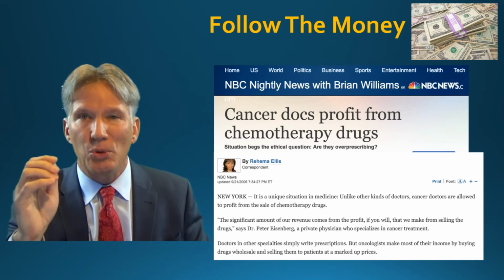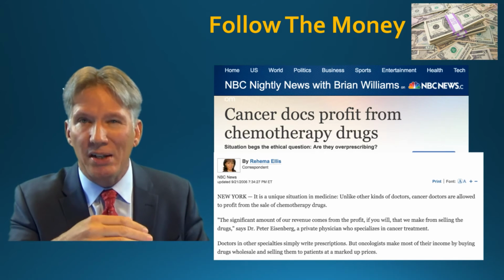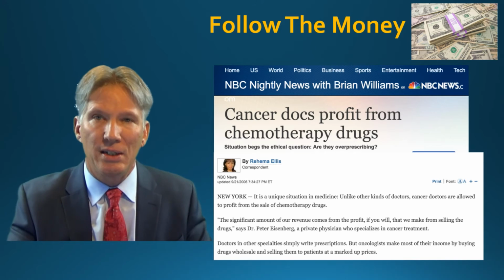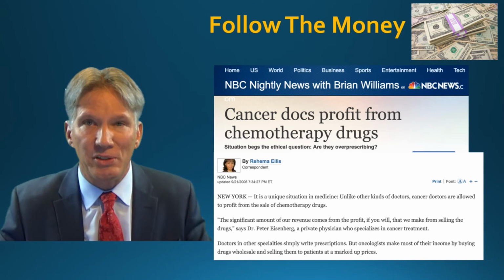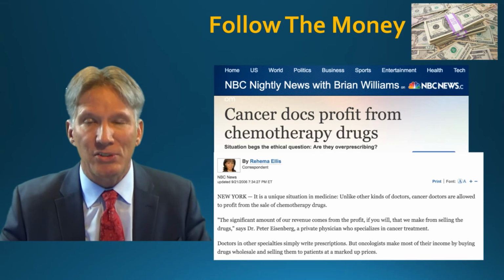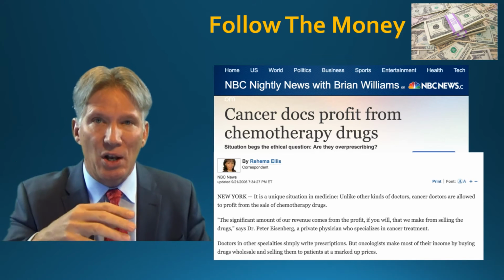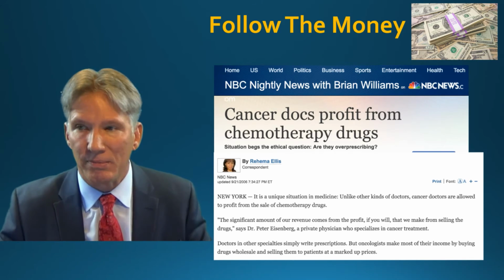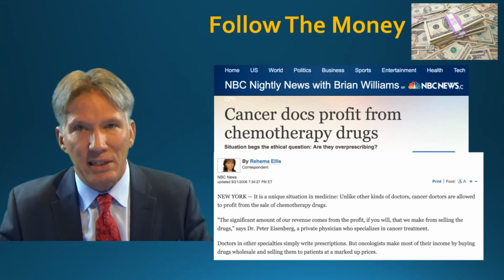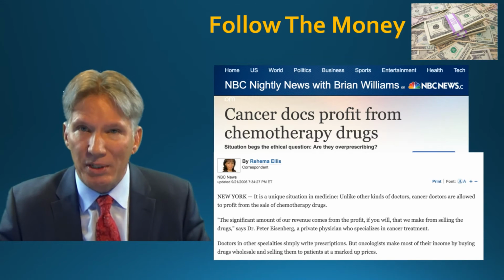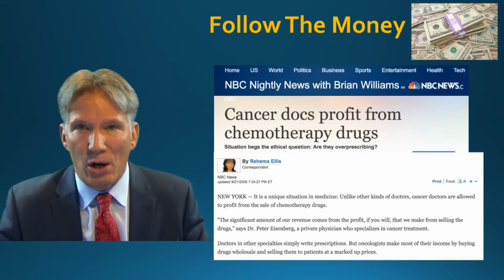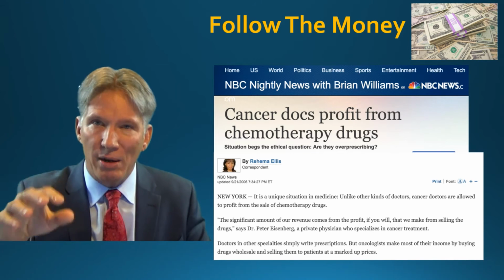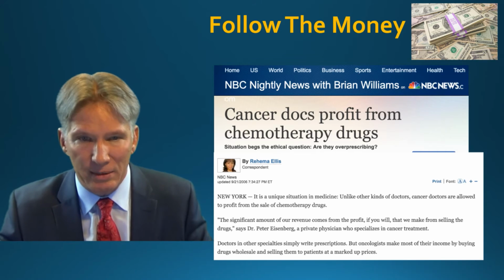The oncologist orders the drug from the pharmacy, costs him about $2,000. They sell it to the patient for $12,000. Insurance pays $9,000, and the oncologist and the hospital split the difference. It is the only classification of drugs. Chemotherapeutic agents are the only classification of drugs which MDs are allowed to profit from directly.